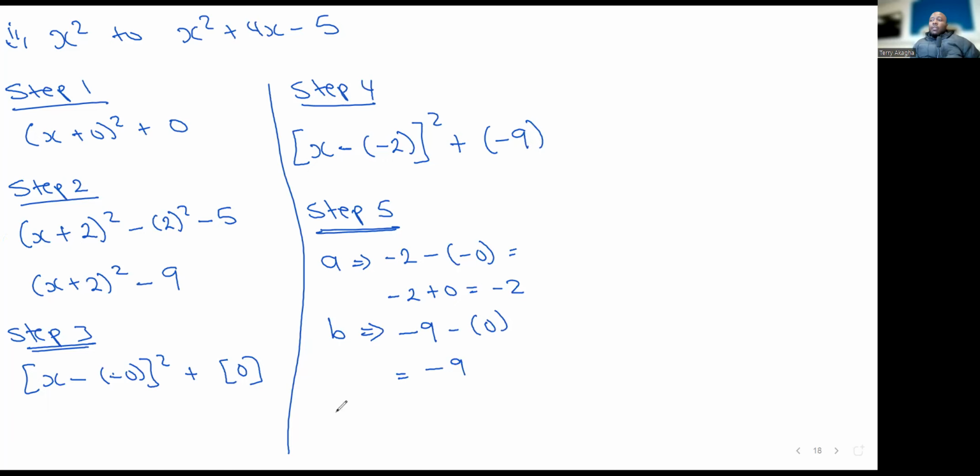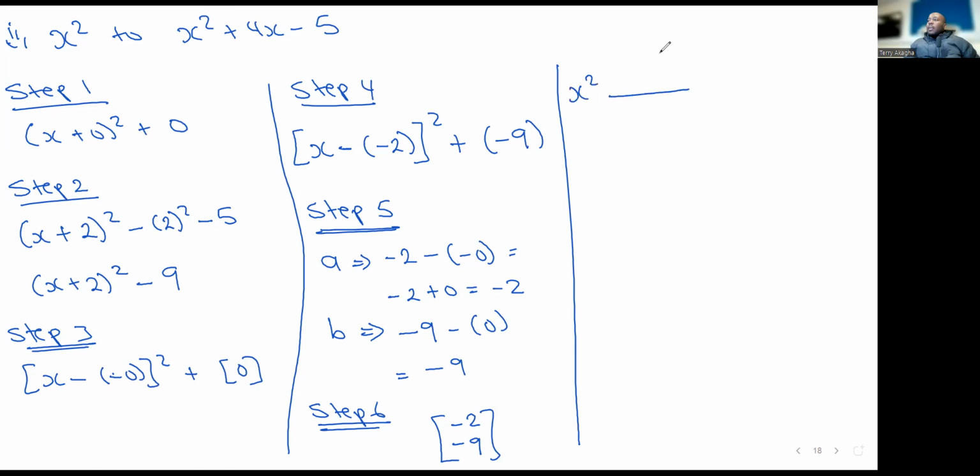Okay? So now step 6, we can now put it in the translated form. So a is -2 and b is minus what? 9. Okay, a is -2 and b is -9. So what we are saying is that when you have x squared, it's going to be translated by (-2, -9) to give you x squared plus 4x minus 5. And to describe it now, -2, -9 means that this graph moved 2 units to the left and 9 units downwards, okay?